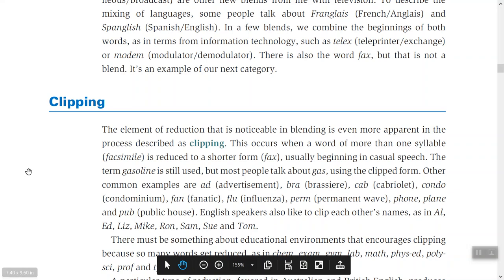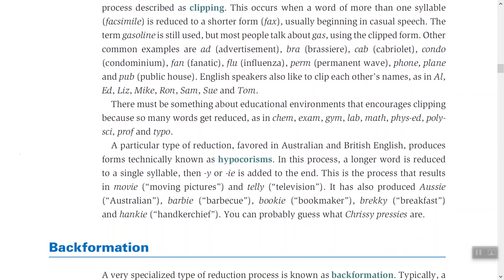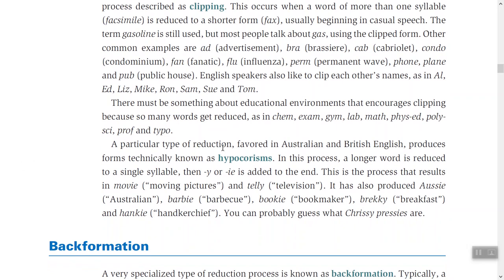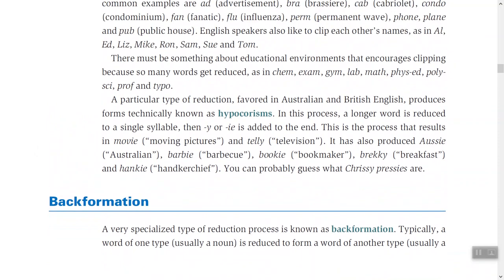influenza, flu, this, mic, see here, an example, exam, examination, gym, gymnastics, math, mathematics, pro, professor. A particular type of reduction favored in Australian and British English reduces forms, technically known as hypocorisms. This is another type. In this process, a longer word, this is the definition, a longer word is reduced to a single syllable. Here, for example, we say y or ie is added to the end. This is the process that results in movie. You also have moving pictures. Again, a movie. Telly, television. Aussie, meaning Australian, barbie, barbecue, bookie, book maker, hankie, handkerchief. Okay, this is clipping.